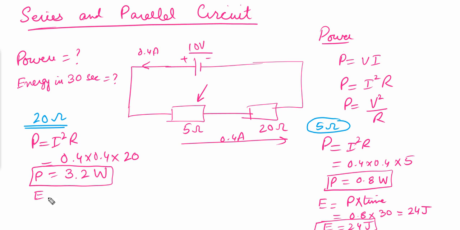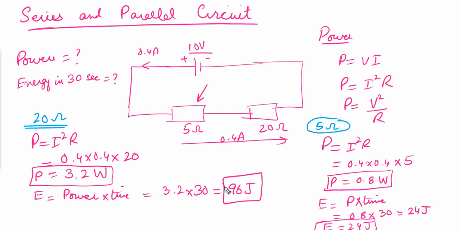Now let's find out the energy. So the energy is basically equal to power multiplied by time. So the time is 30 seconds. So I'll times it by 30. So it will be like 3.2 times 30. That will give us 96 joules. So the energy that will be dissipated across the 20 ohm resistor will be 96 joules.